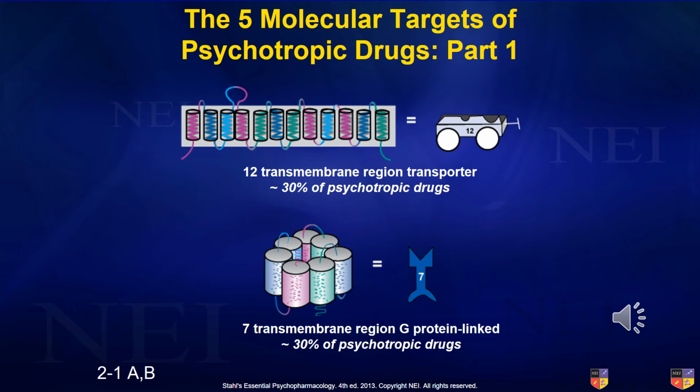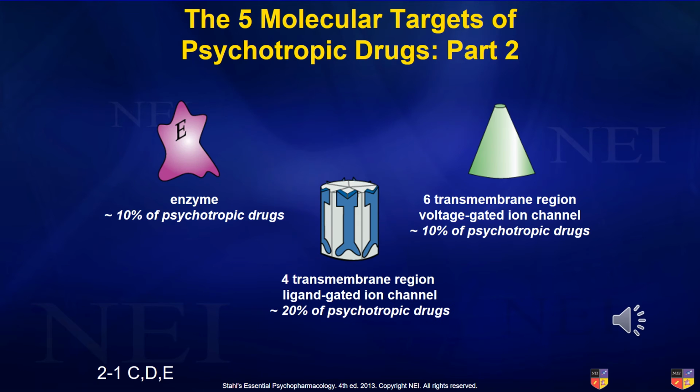Transmembrane means it's going from outside the cell membrane through the cell membrane to the other side. So about 30% of our psychotropic medications work on this G-coupled protein. We're going to look at that again in a moment. Or 30% work on the transmembrane transporters. We'll look again at that in a moment.